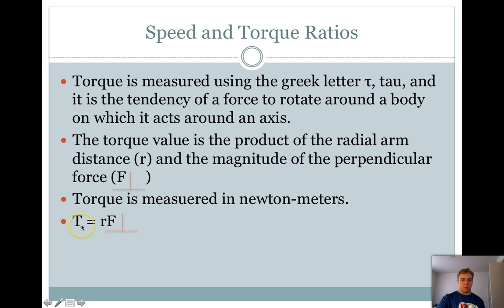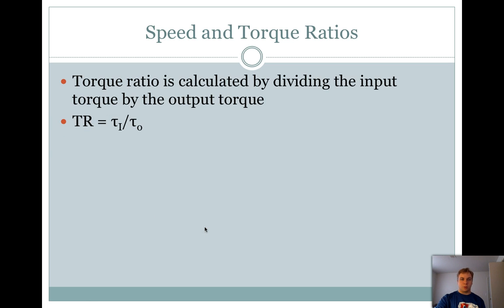The formula for torque is torque equals the radial arm distance times the perpendicular force. And there's, again, our little perpendicular line drawn there. Speed and torque ratios. Torque ratio is calculated by dividing the input torque by the output torque. Torque ratio, and there's our tau, the input value for our torque, and our output value for our torque.